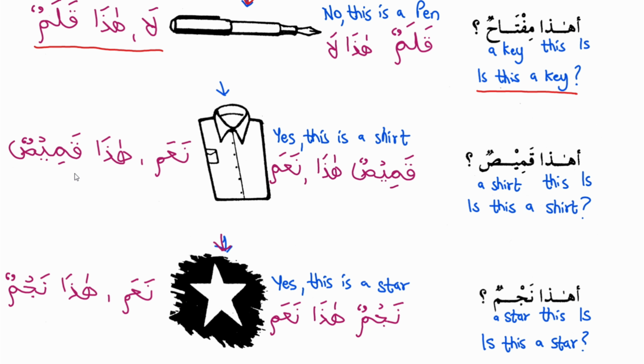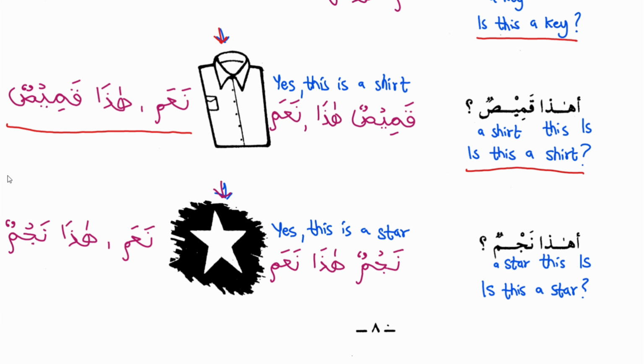Next question. Ahaza qamisun? Is this a shirt? Na'am haza qamisun. Yes, this is a shirt. Last question. Ahaza najmun? Is this a star? Na'am haza najmun. Yes, this is a star.